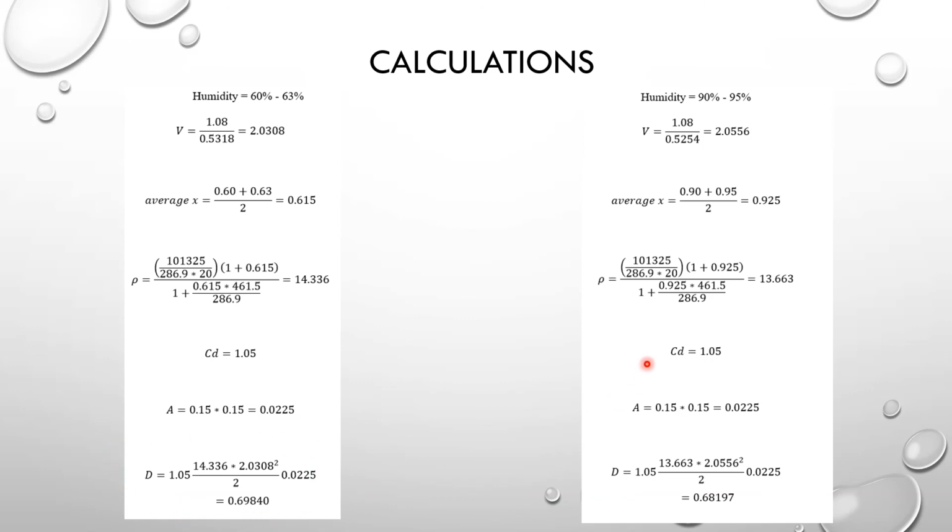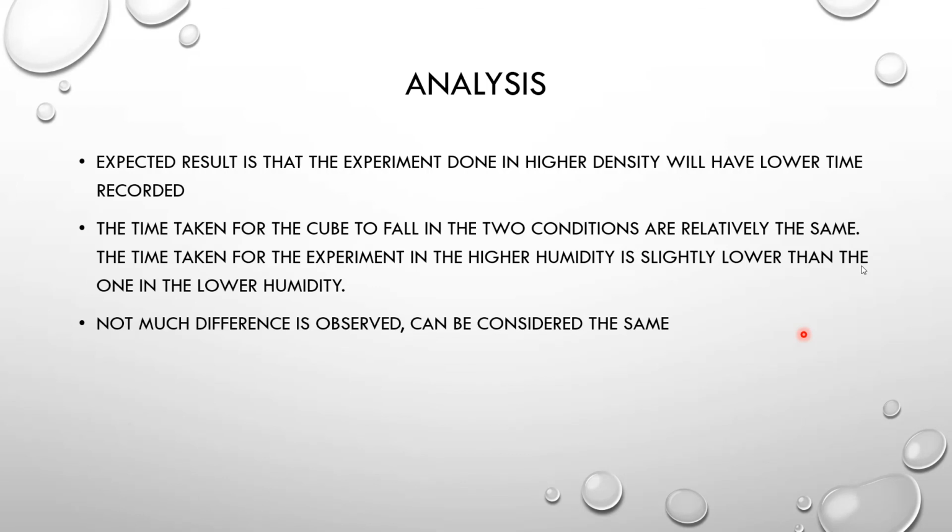Similar to the one on the left, the calculations on the right are the same, just with different values of humidity. From the results obtained, the difference in time taken in the two experiments doesn't really differ that much. From these data, a calculation can be done, resulting in drag acting on the cube or the falling object. The drag acting on the object in high humidity is lower compared to when the humidity is lower, although the difference in value is relatively small.